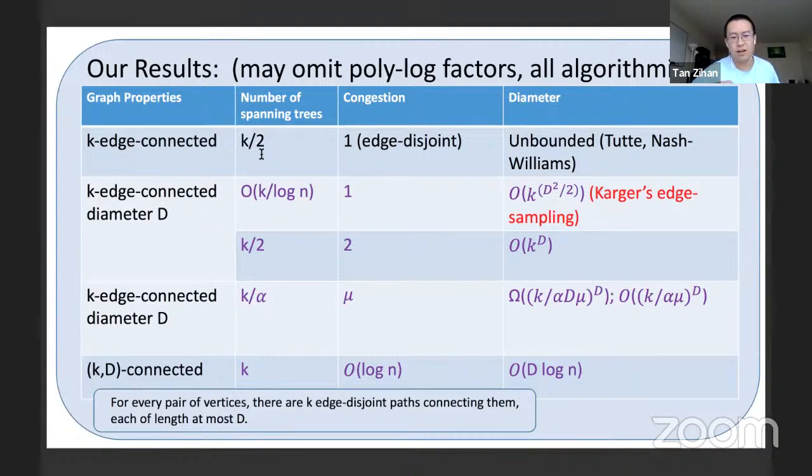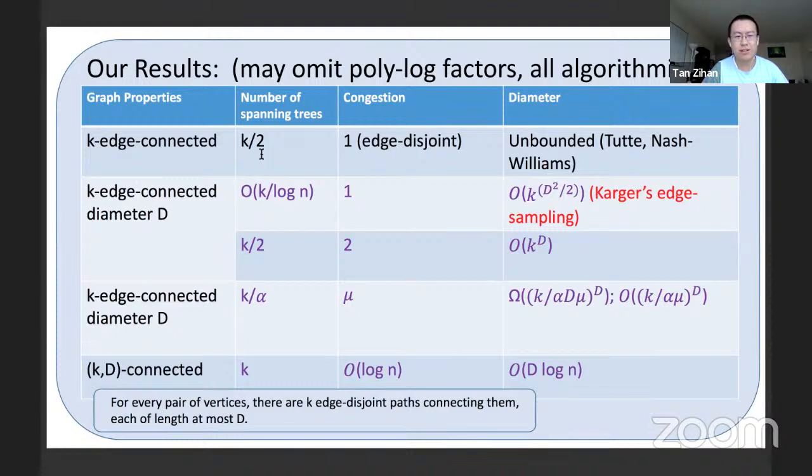And in the third line, we show that this is almost tight. So this is basically the best we can do. If we are going to find a set of K/α spanning trees that causes congestion at most mu, then there has to be at least one spanning tree with diameter at least K/α_d mu to the d. Note that by scaling the results in our second row, we will get K/α mu to the d as an upper bound on the diameter. So this shows that when d is small, this is basically tight.